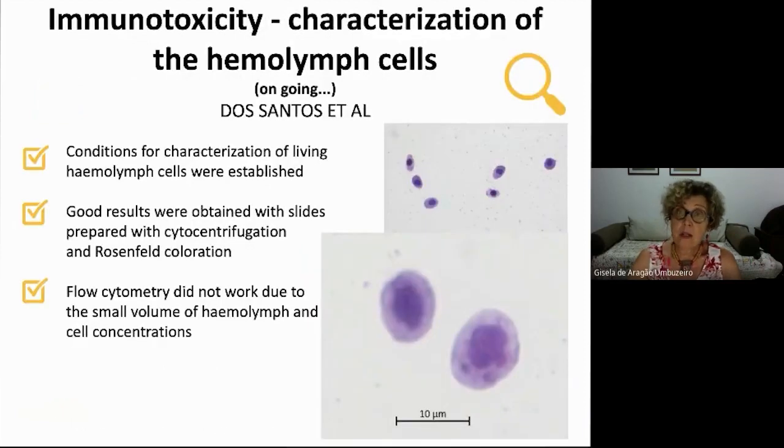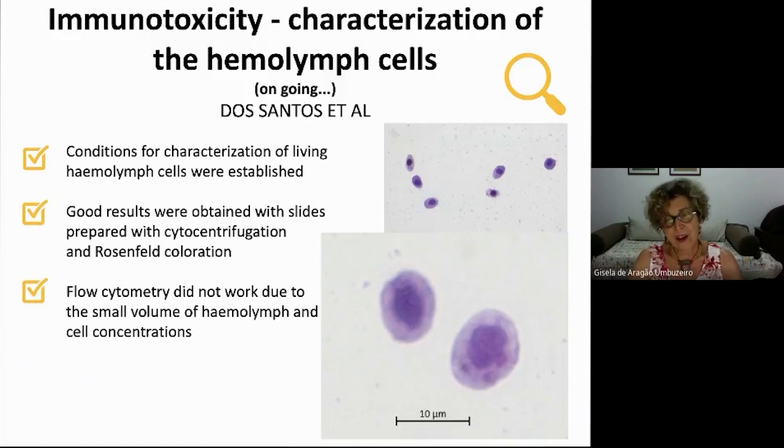Finally, immunotoxicity. Well, we wanted so badly to go for this endpoint because of all the importance of working with particles such as nanoparticles and also microplastics. But then we needed to characterize the hemolymph cells first, right? Because nothing has been described in the literature yet. So conditions for characterization of living hemolymph cells were established. Good results were obtained with slides prepared with cytocentrifugation and Rosenfeld coloration.